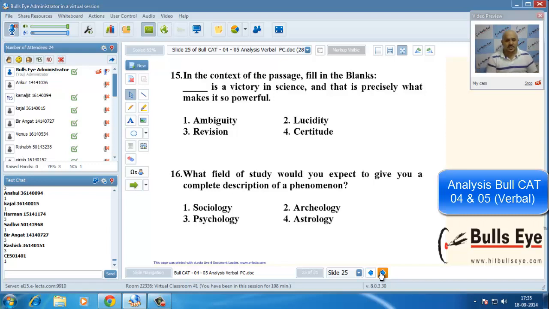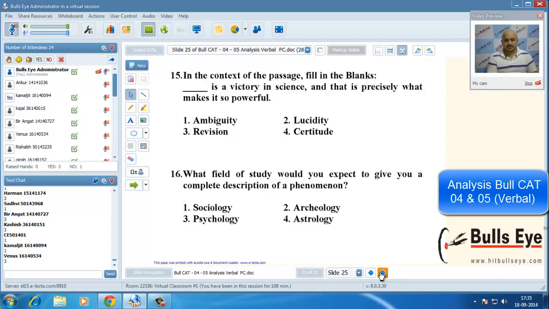Ambiguity and revision, which is the central aspect which makes science appealing. Its ability to revise and correct itself. Ambiguity means being doubtful. See, being doubtful does not help us in this case. Revision is a victory of science. That means the ability to correct itself. That is a victory in science. That is the positive quality. So that is why the correct answer is option number 3.